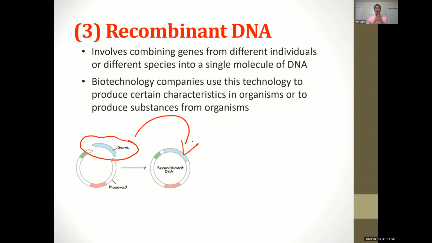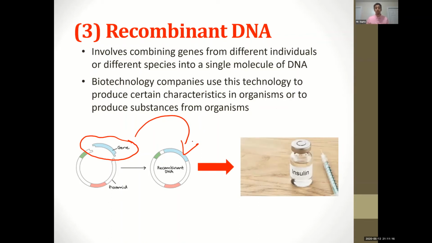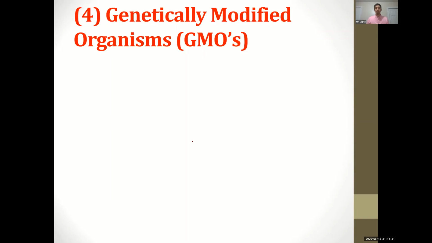There can be a diverse range of results from doing this, but one of the biggest or coolest results has been the production of insulin. So insulin production, a treatment that is used across the world today, was a product of recombinant DNA. Recombinant DNA can also result in genetically modified organisms.